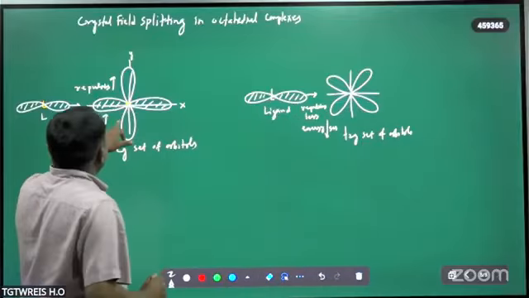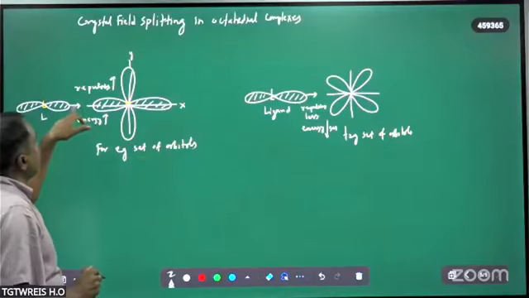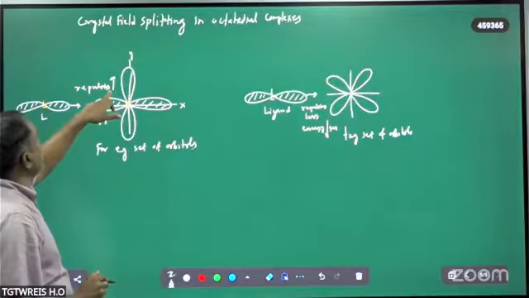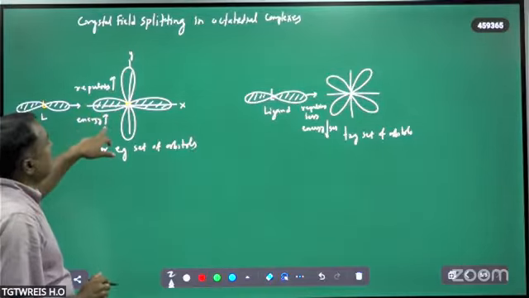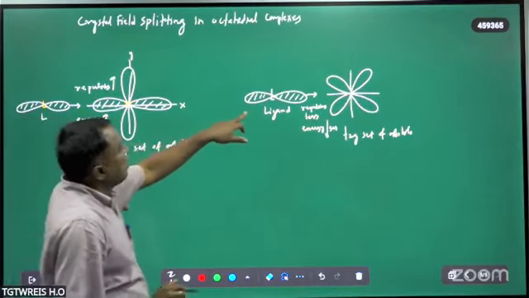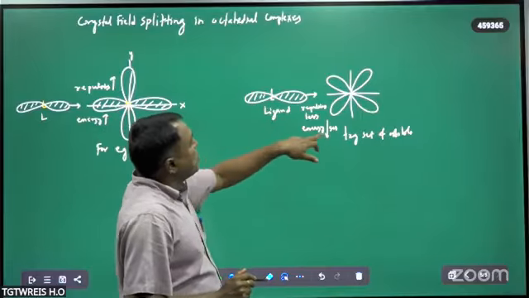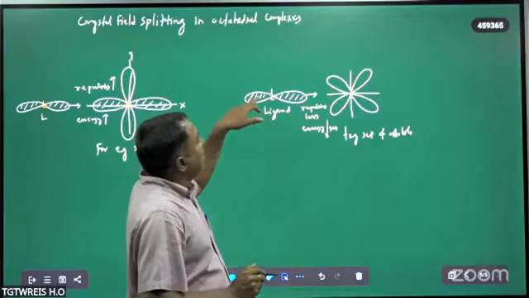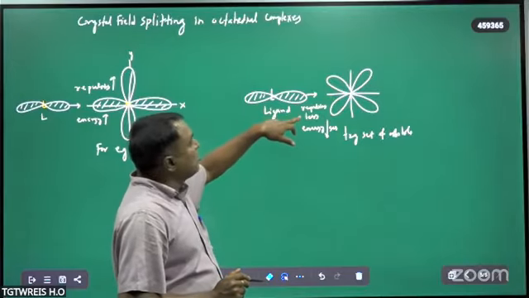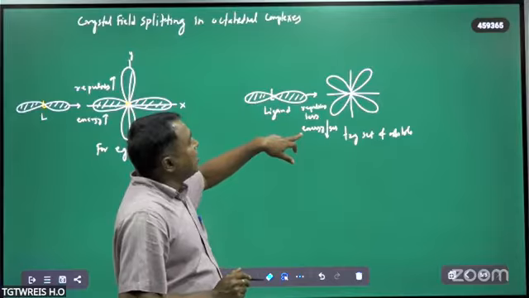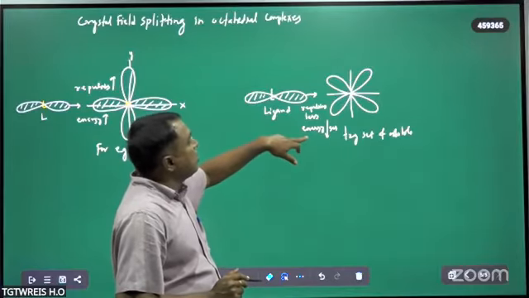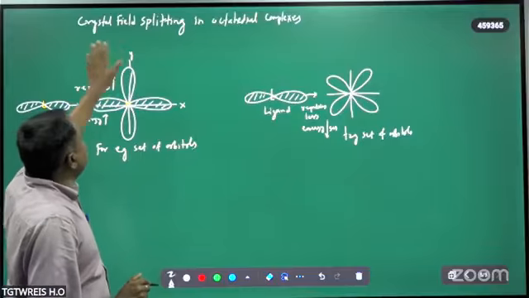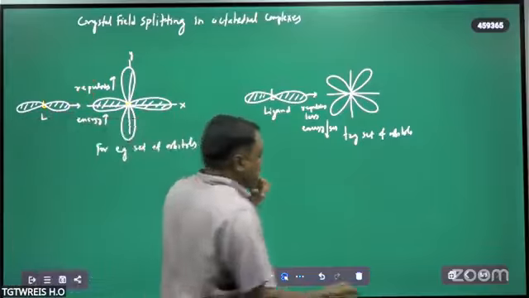Therefore, when ligands approach the eg set of orbitals along the axis, repulsion usually increases. Therefore, energy will increase. Whereas when ligands approach the T2g set of orbitals in between the axes, repulsion usually decreases and energy will also decrease. So this is the phenomenon generally present in crystal field splitting.